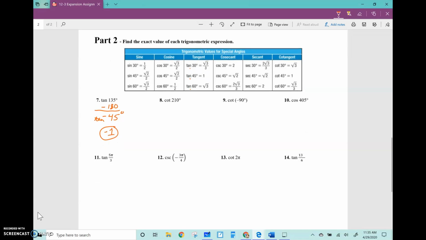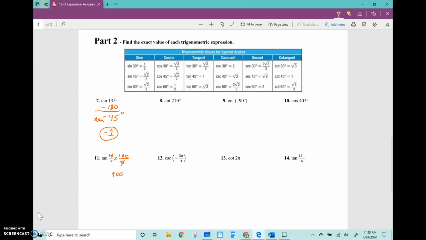Now, just like we've been converting, the big thing to do is multiply by 180 over pi. Again, we're doing that so we can eliminate pi and get us back into degrees. So now we have 5 times 180, which is 900, over 3. Okay, and we're still working with tangent. So once we do 900 divided by 3, I end up with 300.